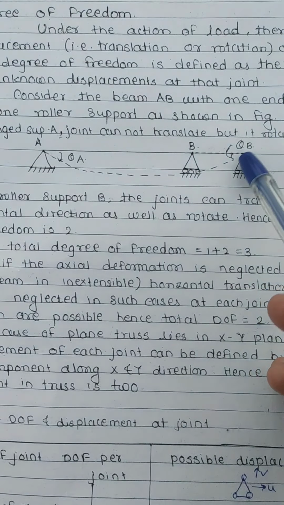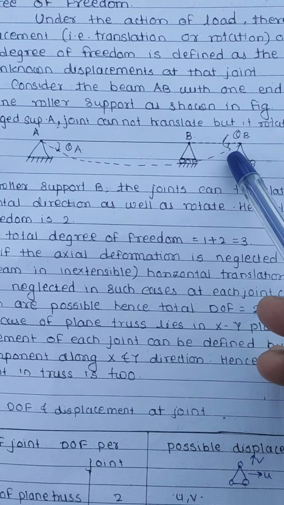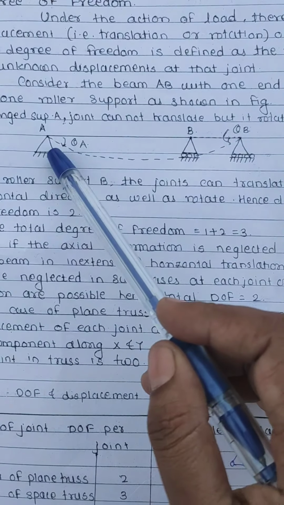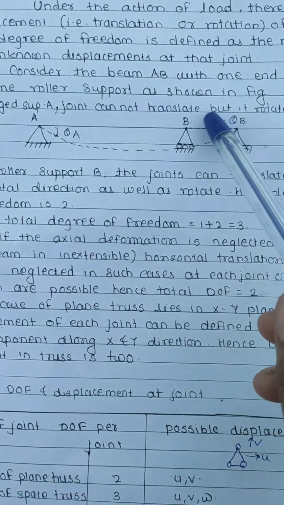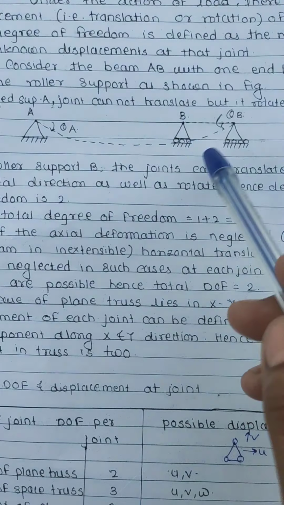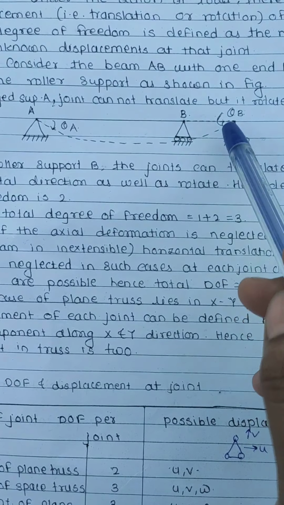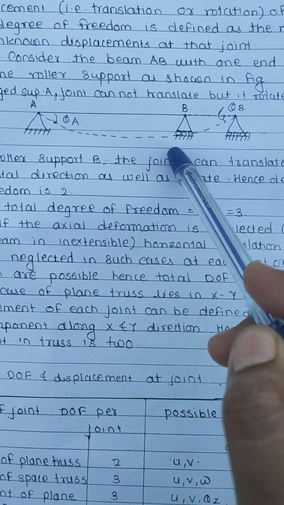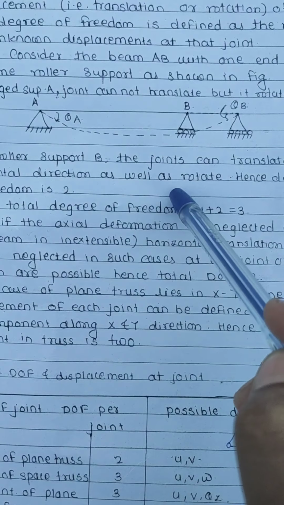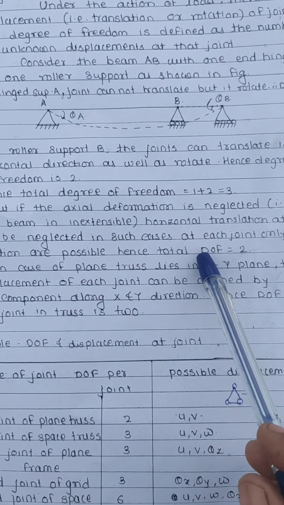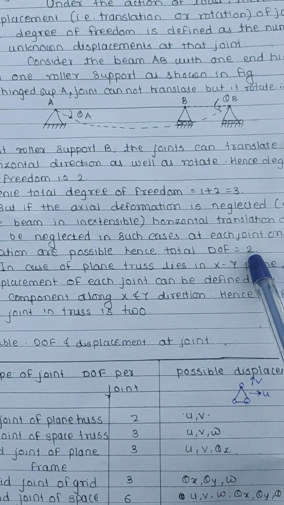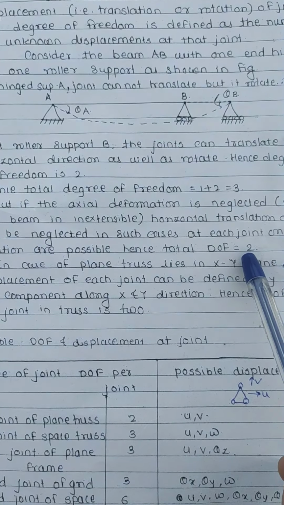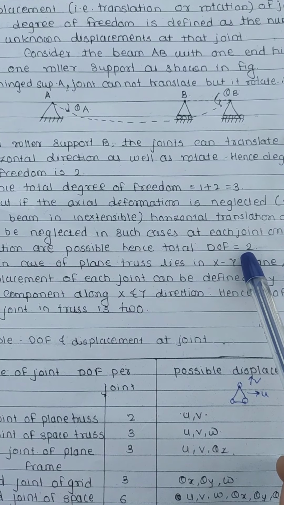When we neglect this axial deformation, the degree of freedom for this particular beam is 1 at the hinge support, and by neglecting the horizontal deformation, the remaining degree of freedom is the rotation, that is 1. So 1 plus 1 is equal to 2. That 2 indicates the degree of kinematic indeterminacy for this beam without considering the axial deformation.